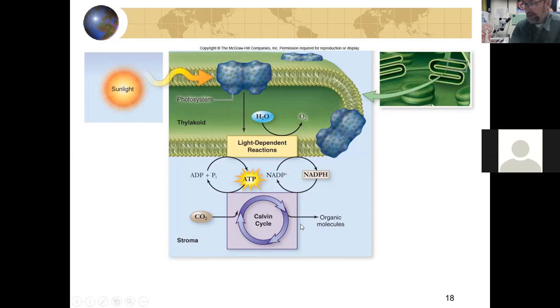And so everything we eat comes from photosynthesis, whether it's a plant or an animal. If it's a cow, the cow is eating grass or something that's been made by photosynthesis. And so we depend on this.